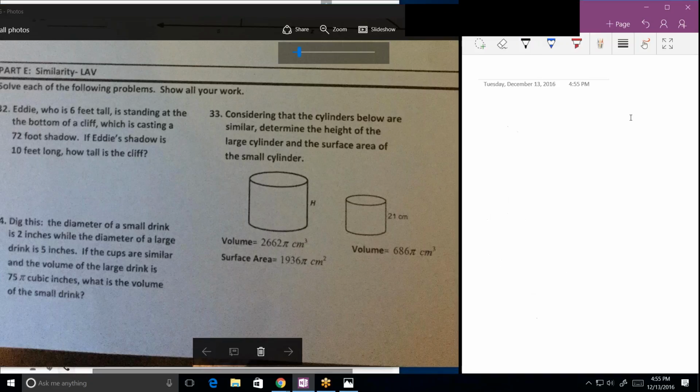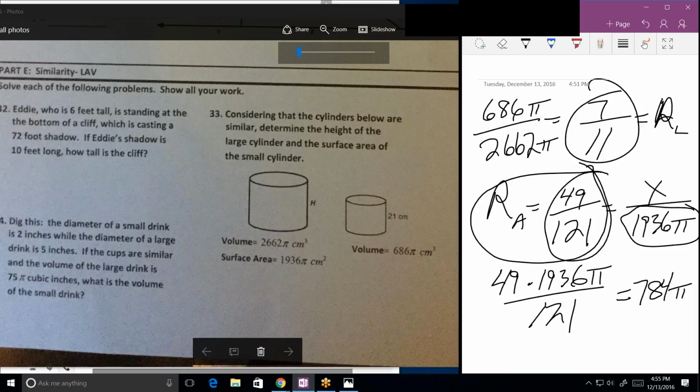Wait, that's really weird though, because the surface area shouldn't be bigger than the volume. What did you get for this number? 784 pi? Yeah. You bring up a good point. So we did our math wrong. Or no. Let's see. No, we didn't.